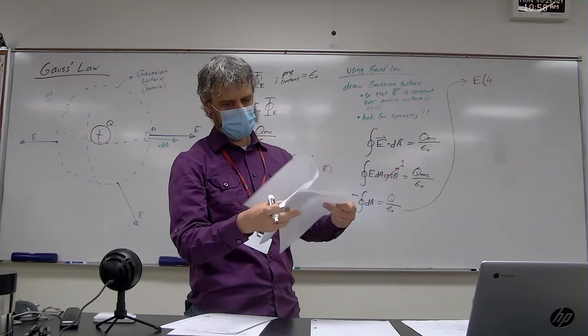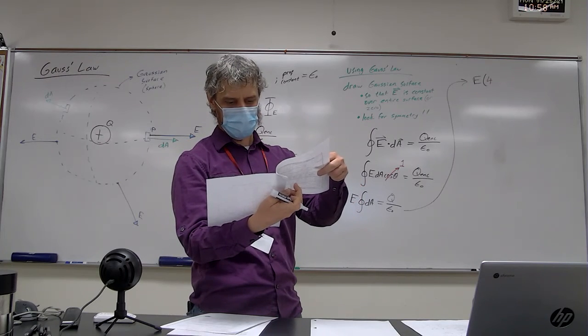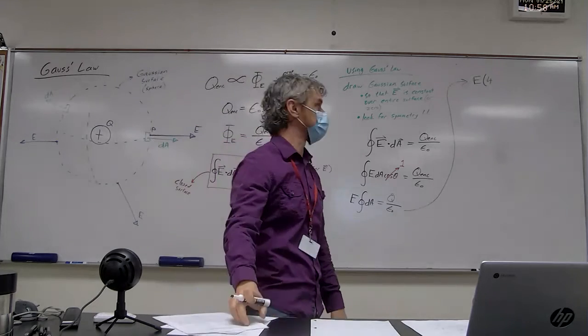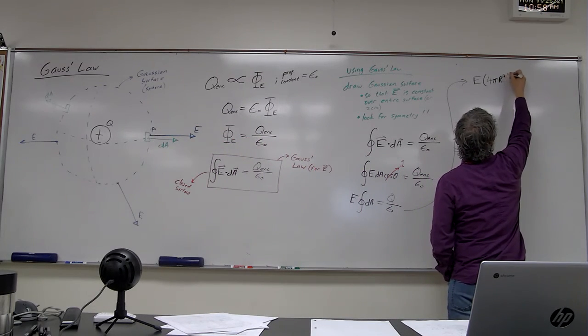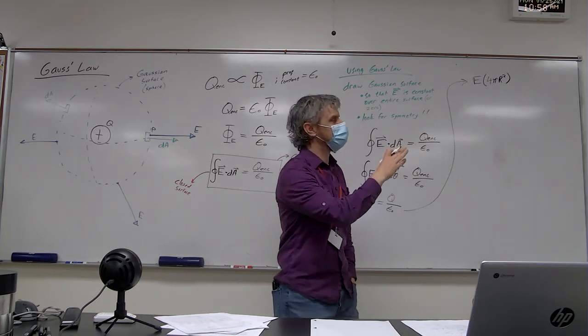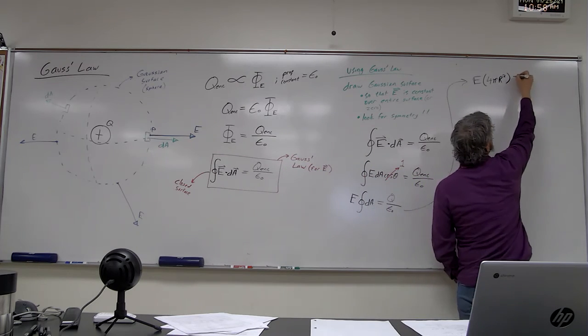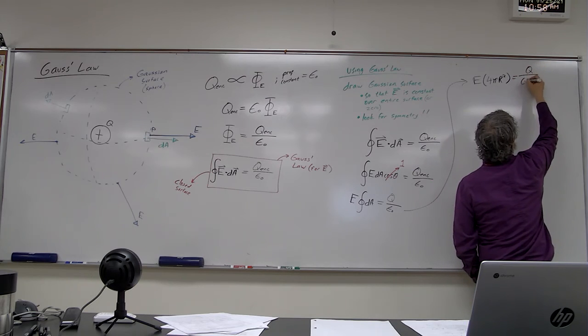Yeah, it's just 4 pi r squared. It's on your formula sheet, under sphere. I was looking at circle and I was very confused. So I like writing it like that for reasons you'll see. And that's going to be Q over epsilon naught.